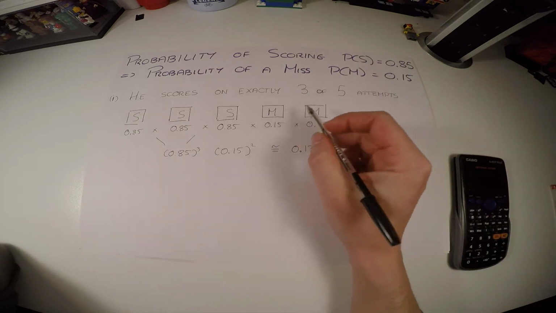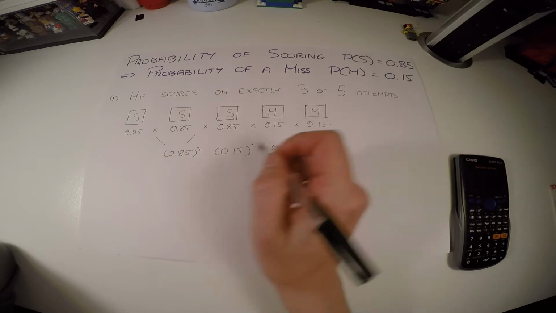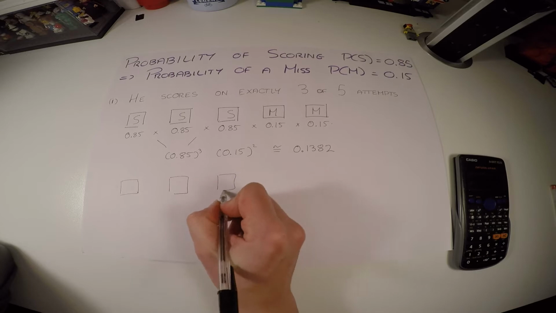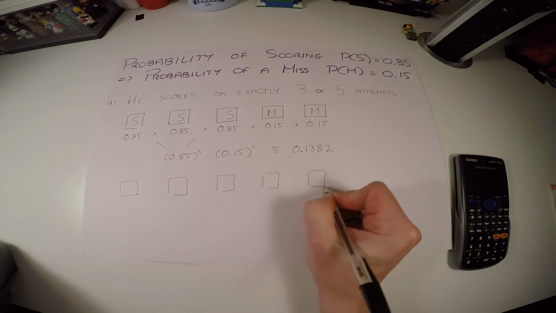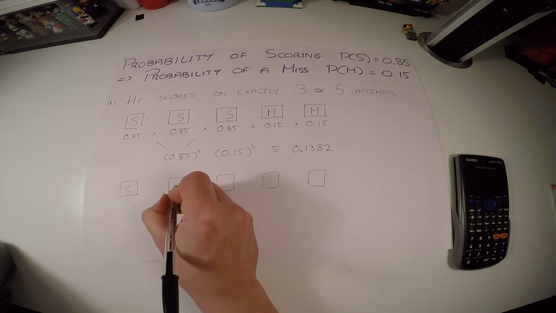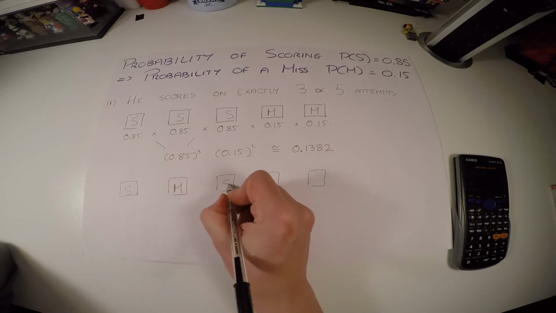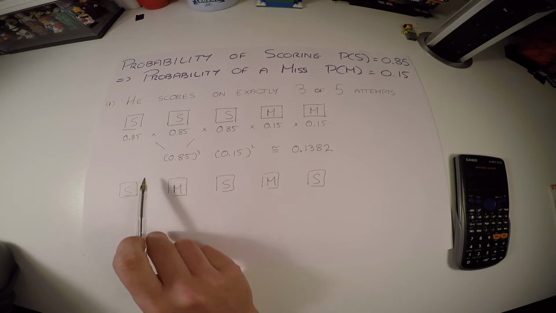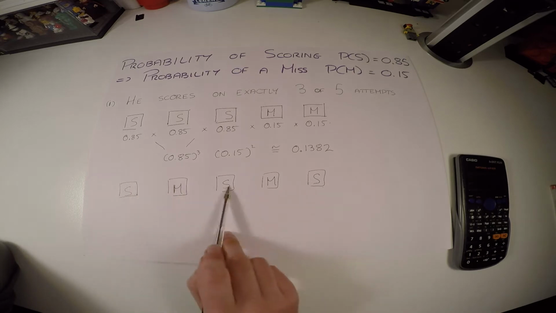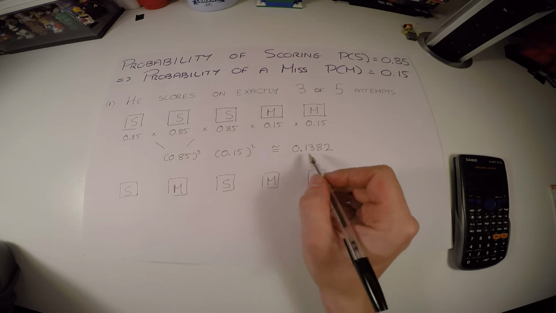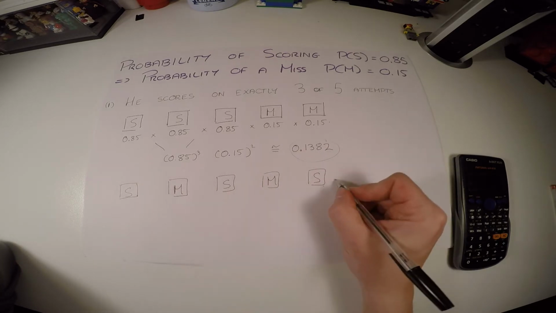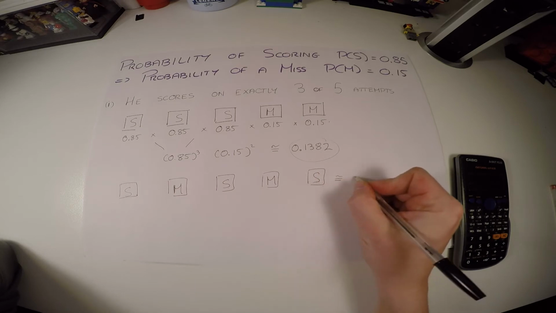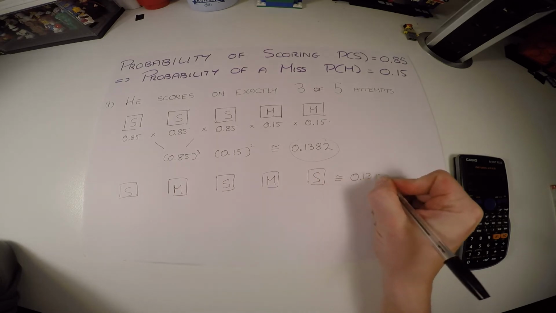But that's only one scenario. How many scenarios are there? We could come up with a couple, but of course we're not expected to do that. I explained it this way because here's another scenario: score, miss, score, miss, and score. This is another perfectly acceptable scenario, which again has three 0.85s and two 0.15s, so it gives the same number, just in a different order. But we need to know how many of these there are.